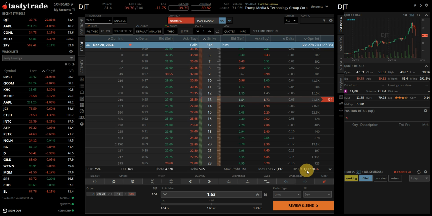All you need is $1,137 in buying power. Every day this option decays by $4.67, meaning every day this price, the 163, will go down by almost $5 for the next 50 days until it's worthless. Most likely a lot before that, after the election and after earnings right here. They also have earnings on November 8th.